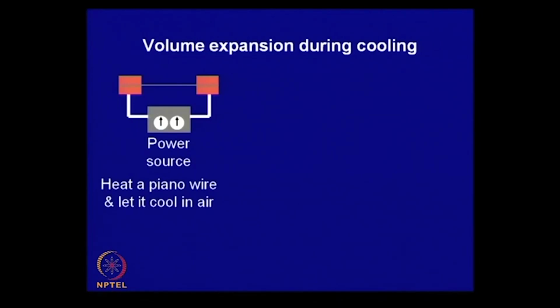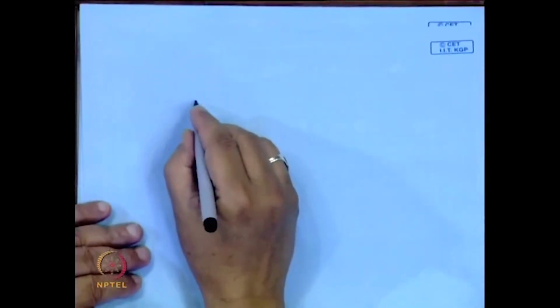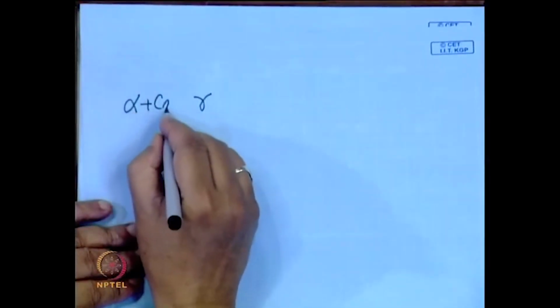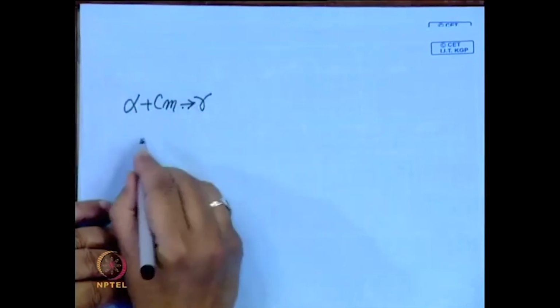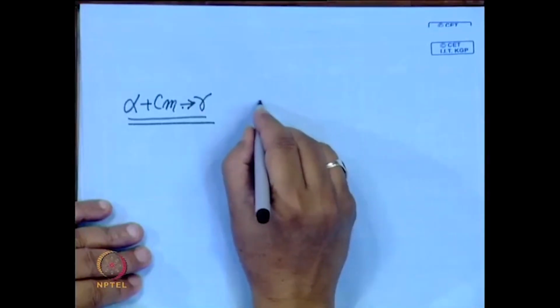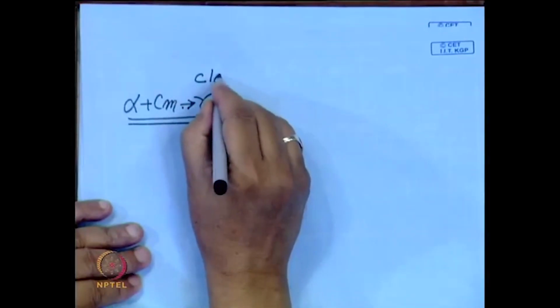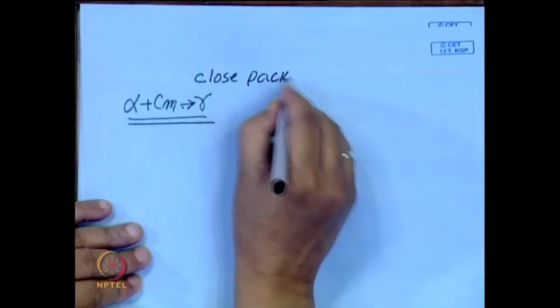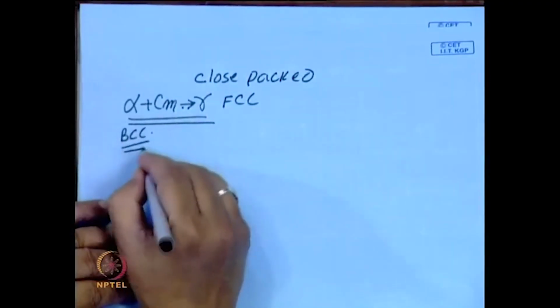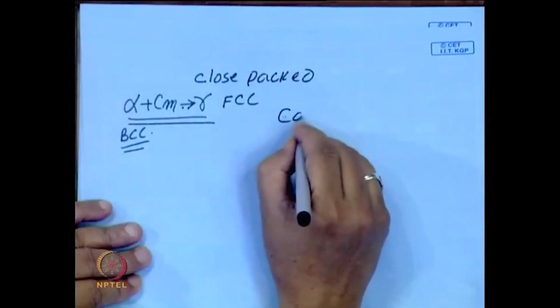So, we mentioned that when you heat steel, a transformation takes place: the ferrite plus cementite structure becomes austenite. When this takes place, there should be contraction. That means the volume decreases, because this is a close-packed structure, which is FCC, while this is BCC. So there is a volume contraction.